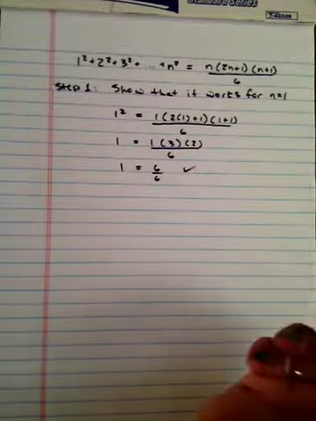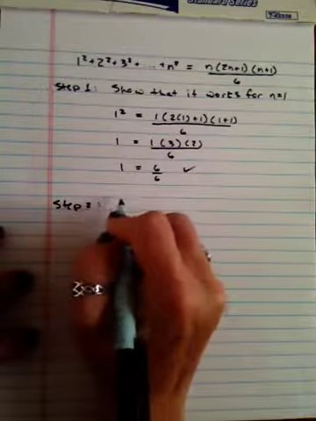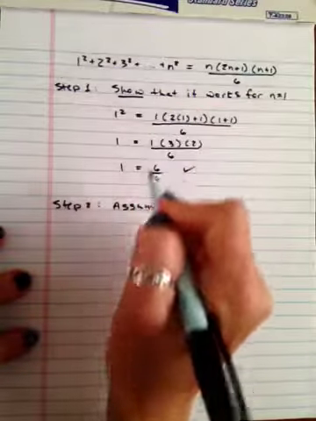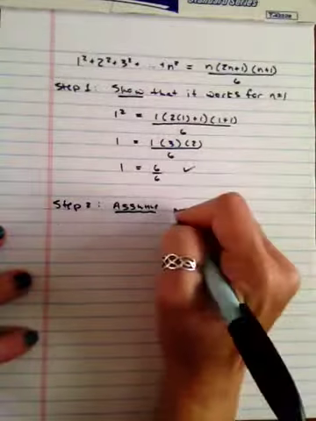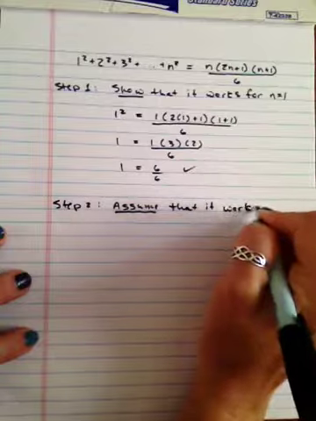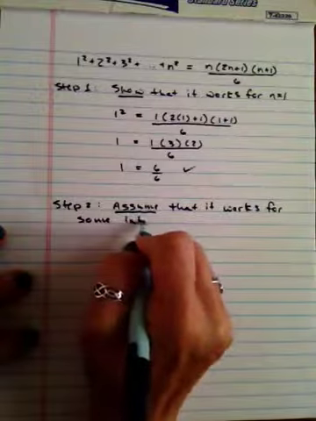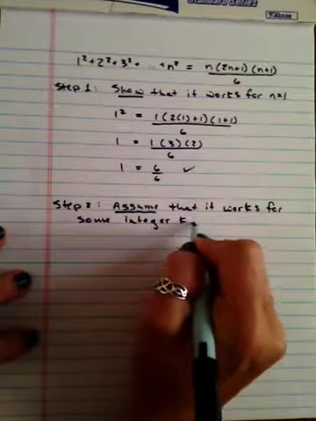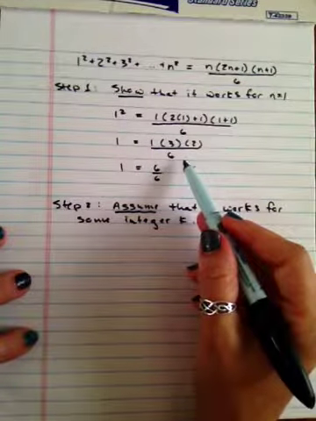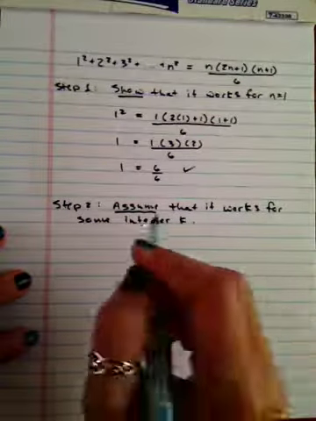Well, step 2 is to assume something. So step 2, assume that it works for some integer k. Now, k could equal 1, which is this step up here, so it's true for k equals 1. What you want to do is say, well, what if it's any k you have?